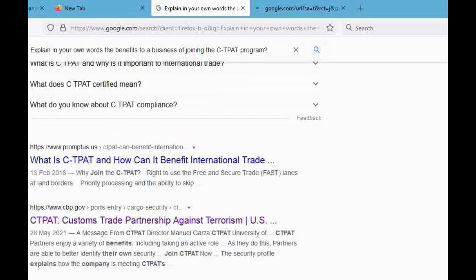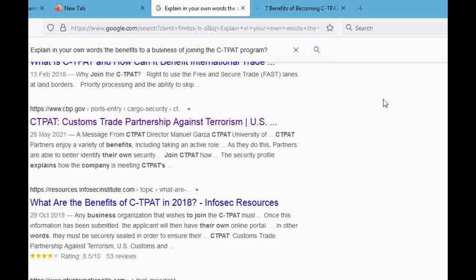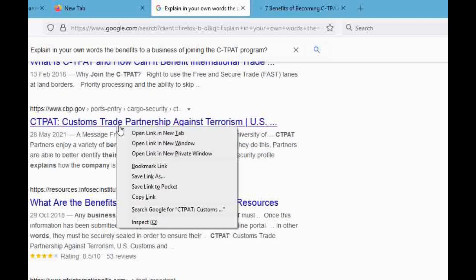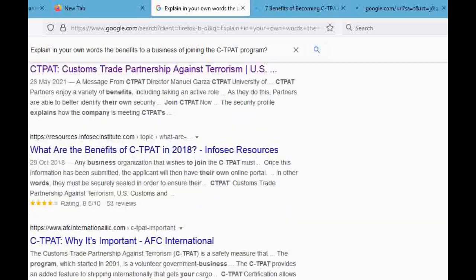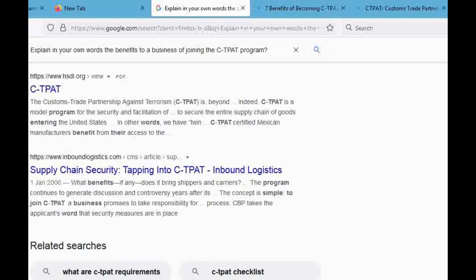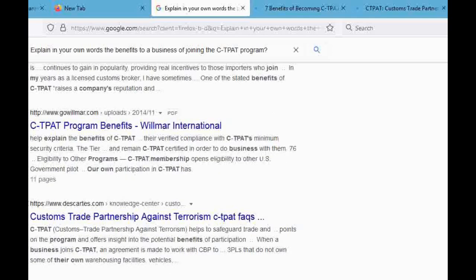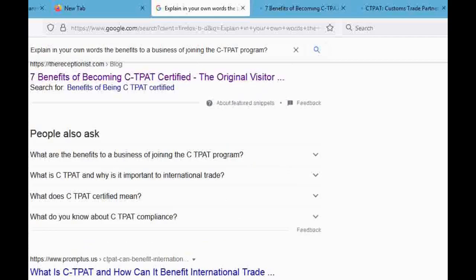Then let's keep going. Another one says, what is CTPAT and how can it benefit international trade. You can also open that link. There's also this one, CTPAT, Customs Trade Partnership Against Terrorism. You can open as many tabs as you want, as long as you feel like they have the information that you're looking for. All these links you're seeing here, I know that they have the information you're looking for.